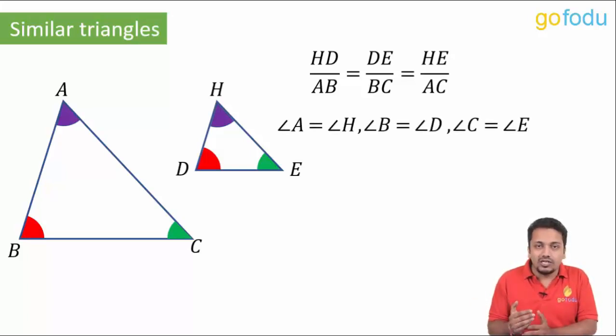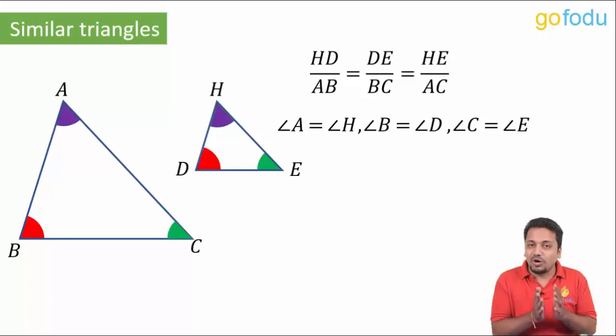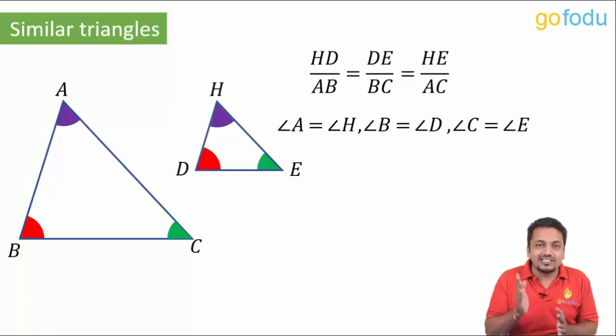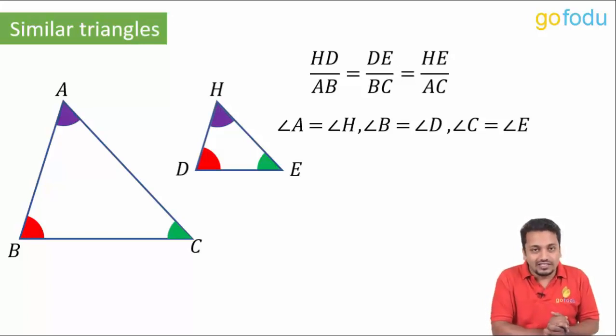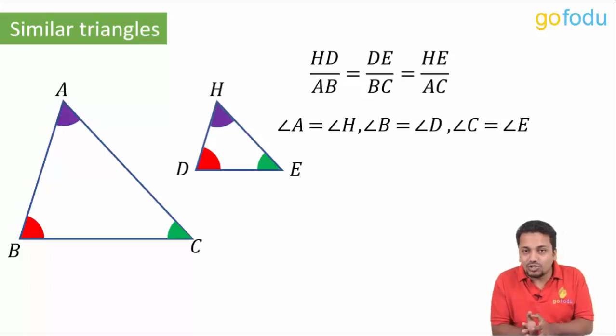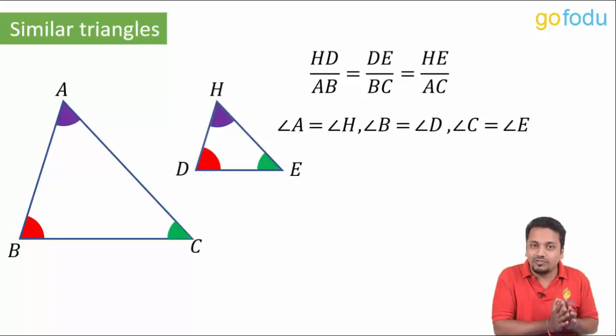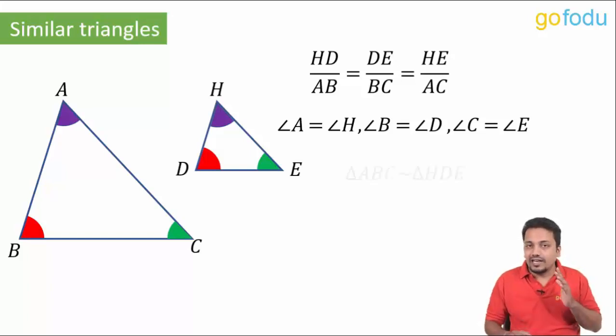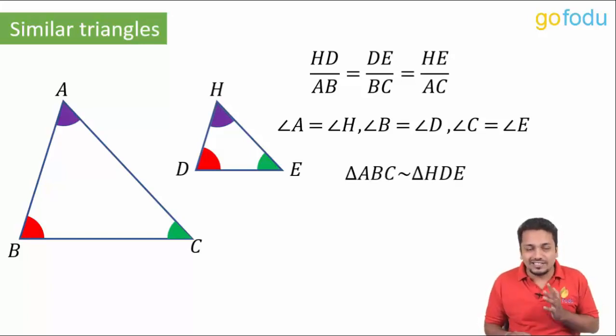When such a scenario occurs, the triangles are said to be similar. When sides are in the same ratio and corresponding angles are equal, the triangles are similar. And just like congruency, similarity should also be written using the correct correspondence of the vertices. So here we will write triangle ABC is similar to triangle ADE.